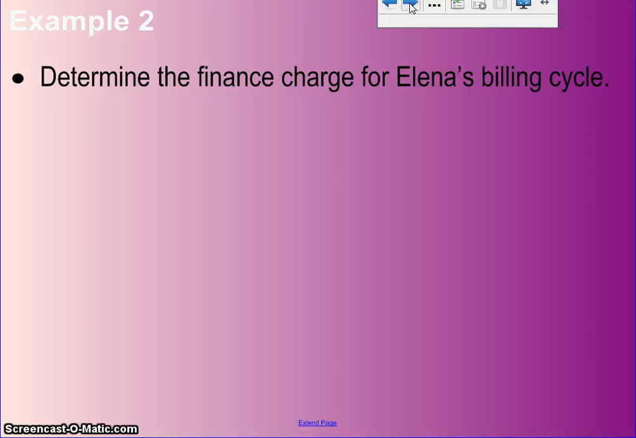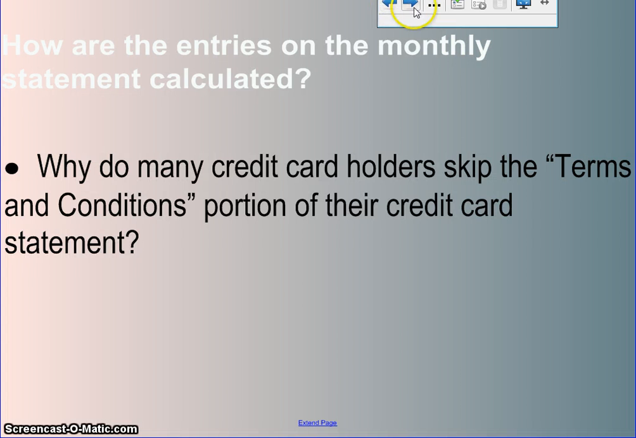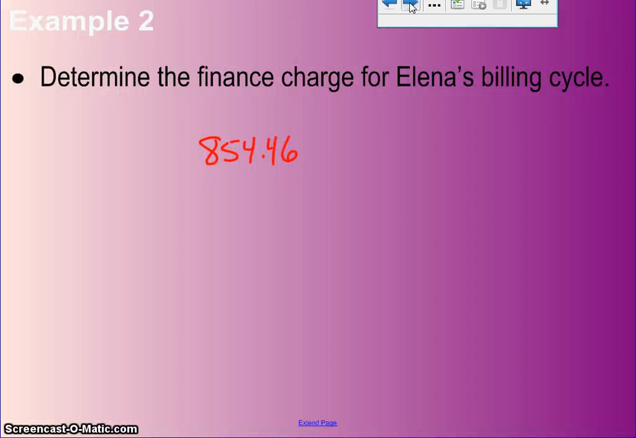Okay, second question says determine the finance charge for Elena's billing cycle. Well, we know that her average daily balance was $854.46. Let's go back for just a second and take a look at that statement again. And we see that the monthly periodic rate is 1.415. So I'm going to take that and multiply it. I have to move the decimal, so it's multiplying it by 0.01415. And when I multiply those, I get a finance charge of $12.09.